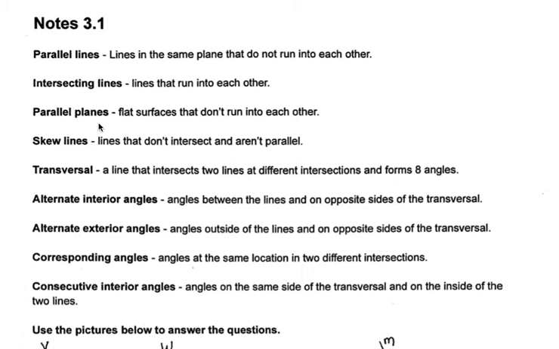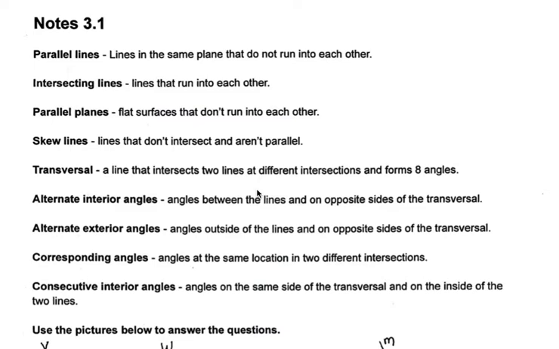Parallel planes, flat surfaces that don't run into each other, like your floor and your ceiling. Or you could say opposite walls. Skew lines, another cool word we get to say in math here. Skew lines, lines that don't intersect and aren't parallel. That's kind of a weird one. It's kind of like if you have two airplanes that are flying in the night and it looks from above like they're going to run into each other, but they're not because they're on different planes.